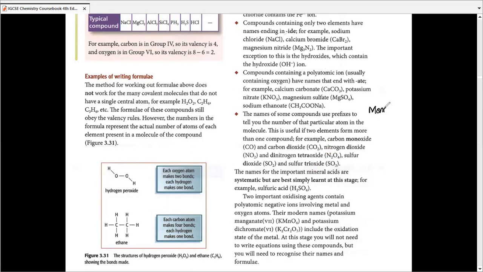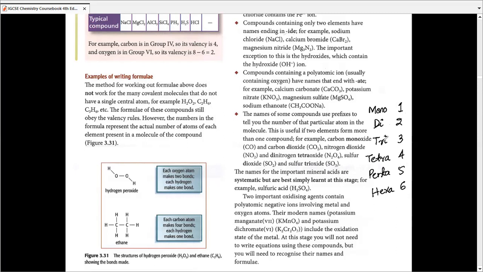We're going to use the prefix mono when the counting is 1, di when the counting is 2, tri when the number of atoms is 3, tetra when the number of atoms is 4, penta when the number of atoms is 5, and finally hexa if the number of atoms is 6.